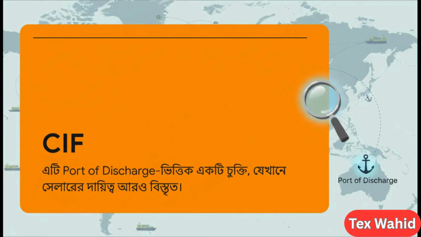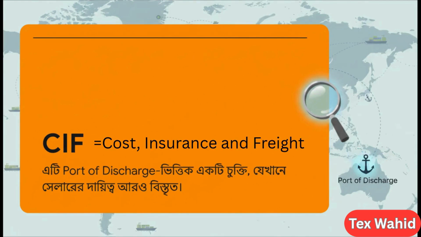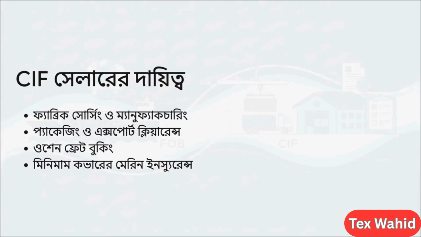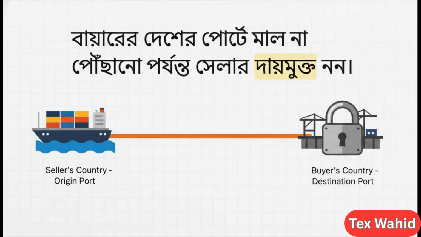Now, let's look at CIF. It's the exact opposite, focusing on the port of discharge or the destination. Here, the seller has more duties. They must manage sourcing, production, packaging, freight booking and basic marine insurance. This means until the goods safely reach the buyer's country, the seller remains fully responsible.